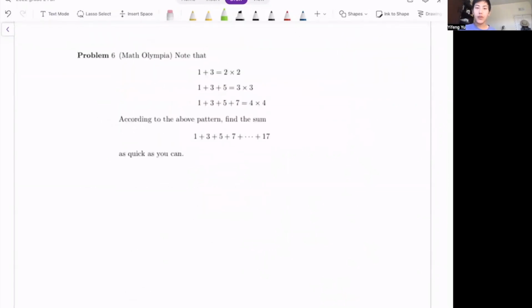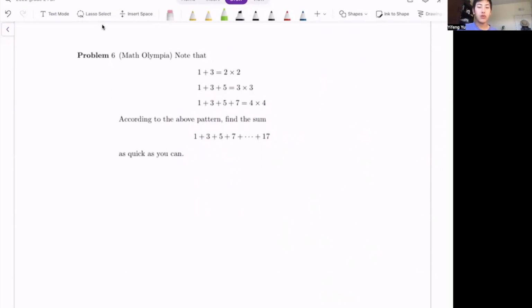Problem 6. Note that 1 plus 3 equals 2 times 2. 1 plus 3 plus 5 equals 3 times 3. 1 plus 3 plus 5 plus 7 equals 4 times 4. Then according to the above pattern, find the sum 1 plus 3 plus 5 plus 7 all the way up to 17.